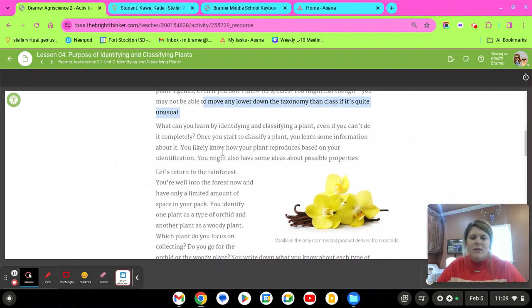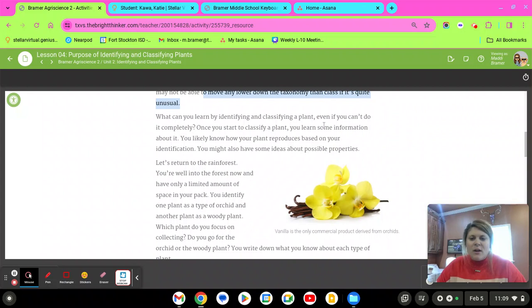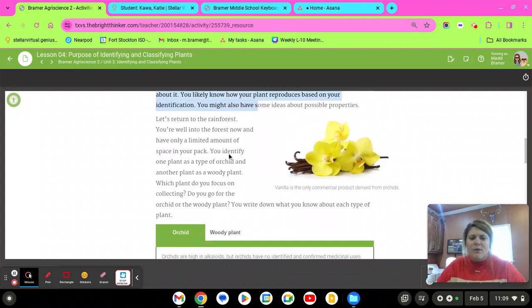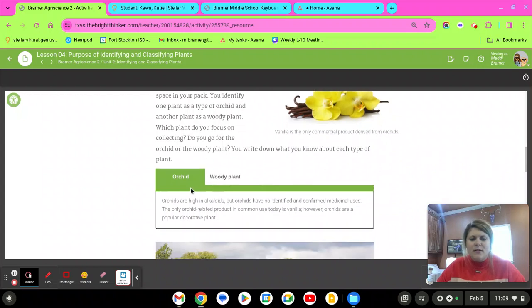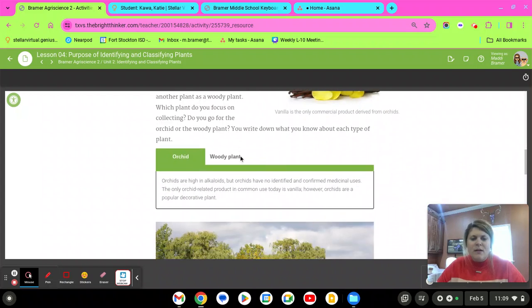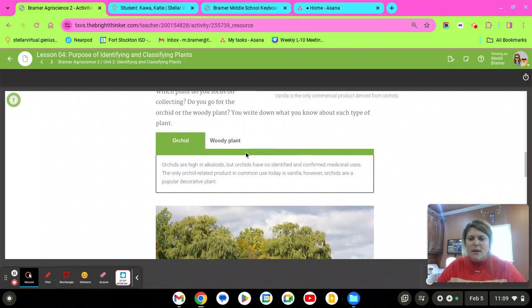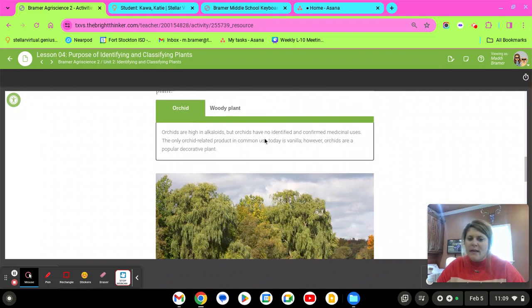So, what can you learn? Once you start classifying a plant, you learn some basic things about it, some basic properties. So, for example, let's determine an orchid family plant versus a woody plant. Orchids are high in alkaloids. Orchids have no identified or confirmed medicinal uses. Mostly people have them for beauty. The only orchid related product in common use today is vanilla, but they are a really popular decorative plant.